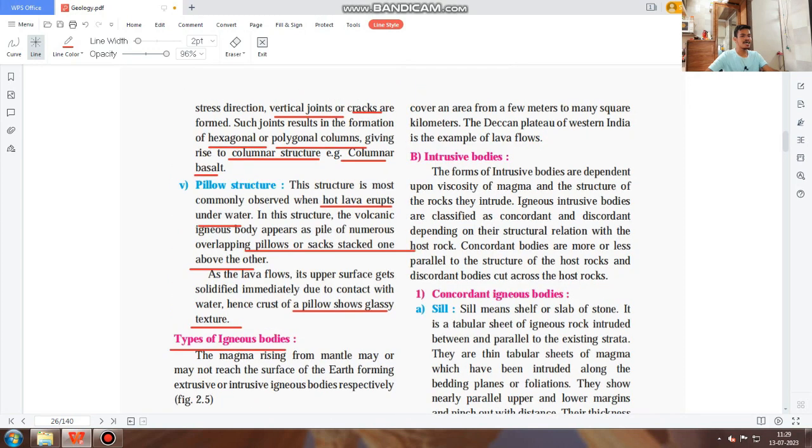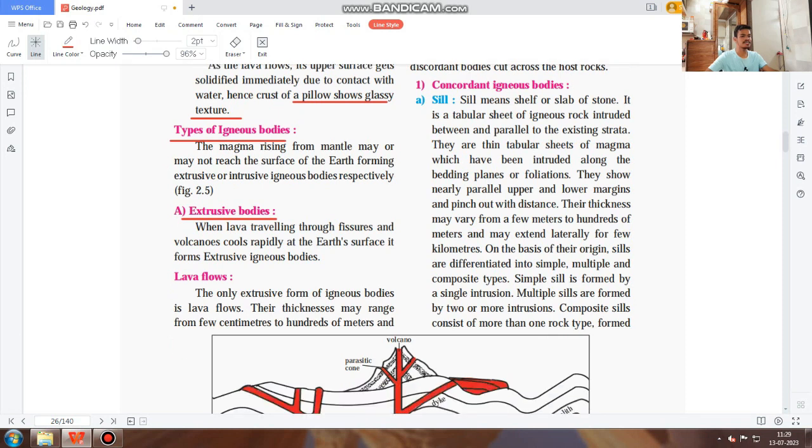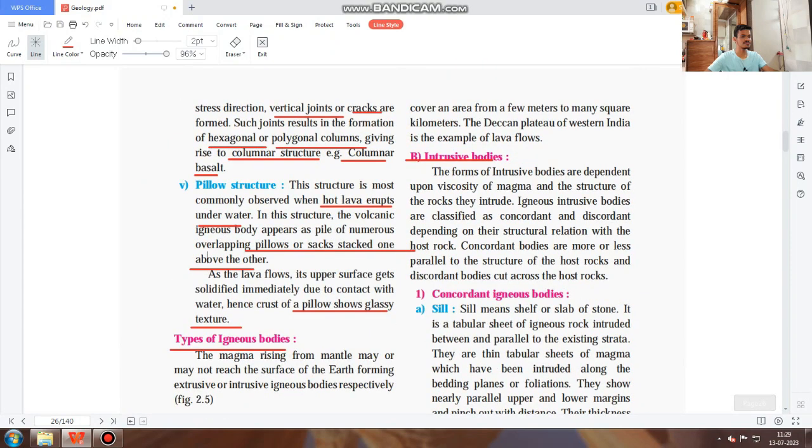Now there is another one, types of igneous bodies. Two types of igneous bodies: extrusive and intrusive. Extrusive, nothing much, that's lava flows, that's it. Lava flows only from extrusive igneous body. The Deccan Plateau Basin is an example of lava flow. Intrusive is important.